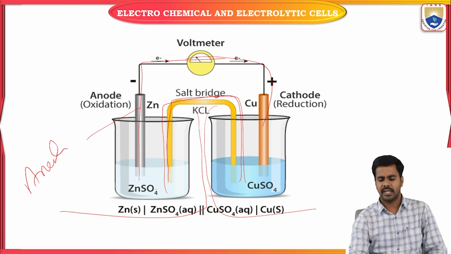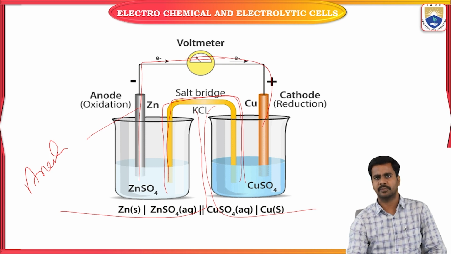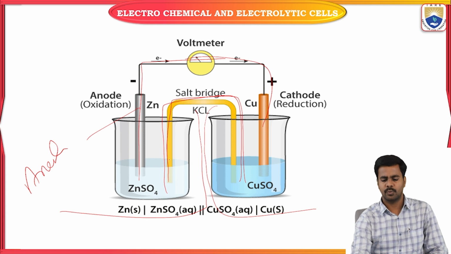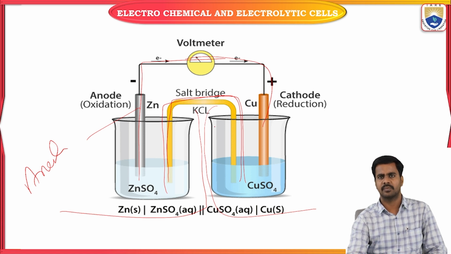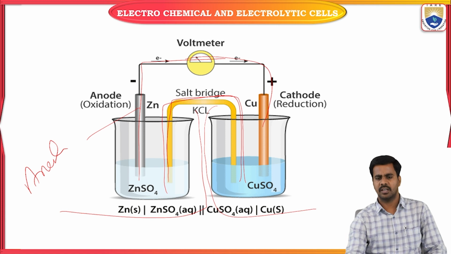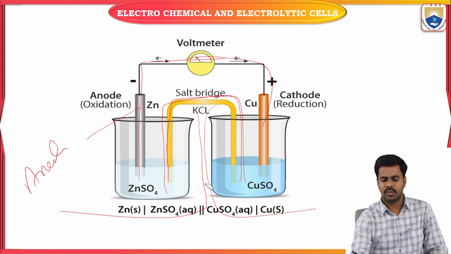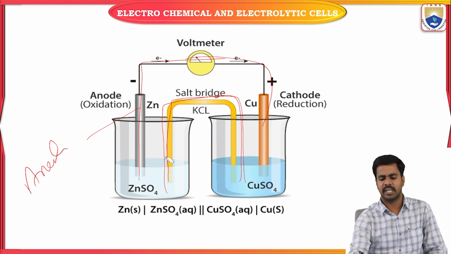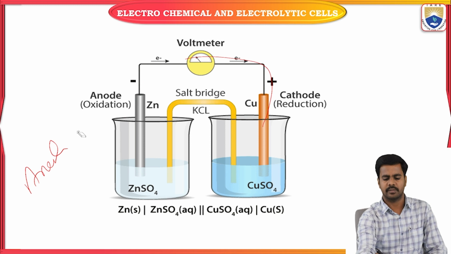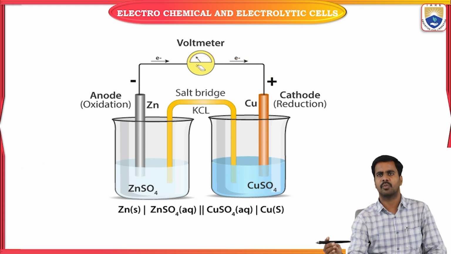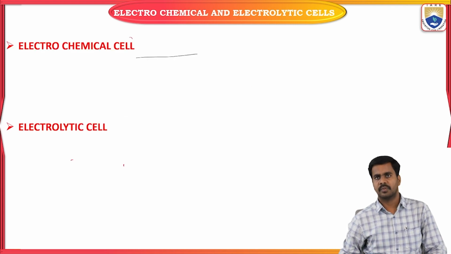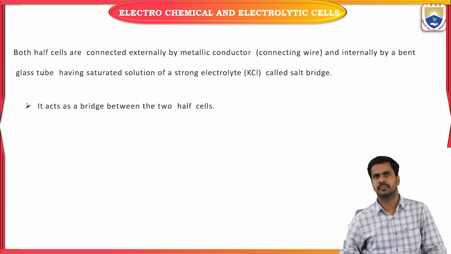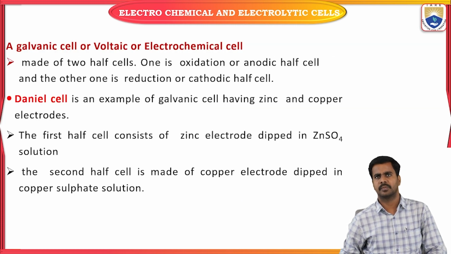The anodic and cathodic compartments are separated from each other and connected through a U-shaped bent tube, which is known as a salt bridge. The salt bridge contains saturated KCl solution, KNO3, or NaOH and ammonium chloride. So this is the construction.